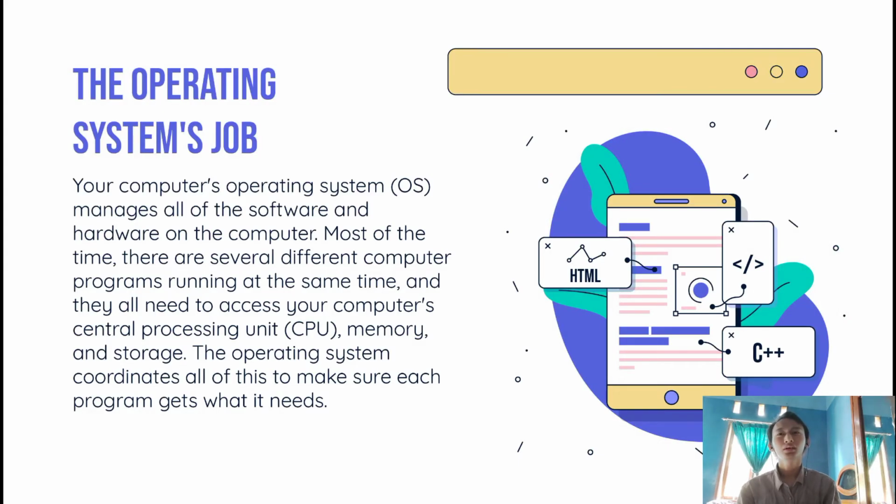So what is the operating system's job? As we know, an OS is on our computer, but what is it doing then? Your computer's operating system manages all of the software and hardware on your computer, so users don't need to worry about the apps. They are managed by the OS. Most of the time, several different programs run at the same time, and they all need to access your computer's central processing unit or CPU, memory and storage. The operating system coordinates all of this to make sure each program gets what it needs.